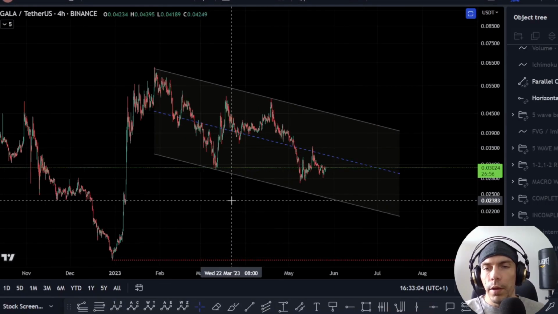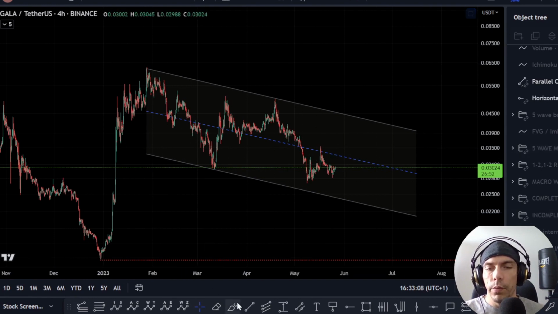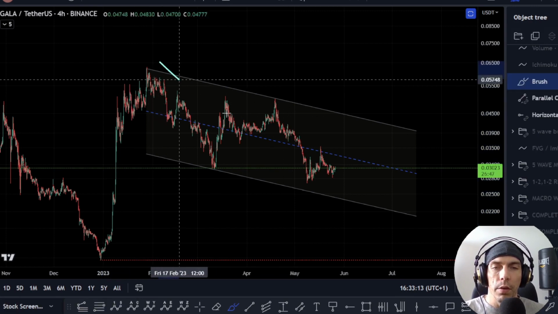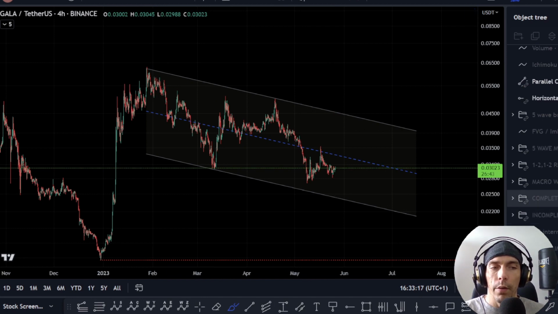Okay, so we've got a couple of counts we've been discussing previously, and we're going to go over the bullish one first, which is looking for the potential that this move to the upside is the start of a bigger move to the upside, either as an ABC or alternatively as a bigger 5-wave move.